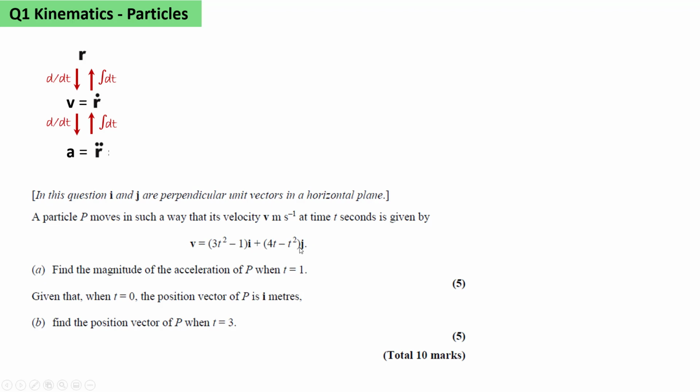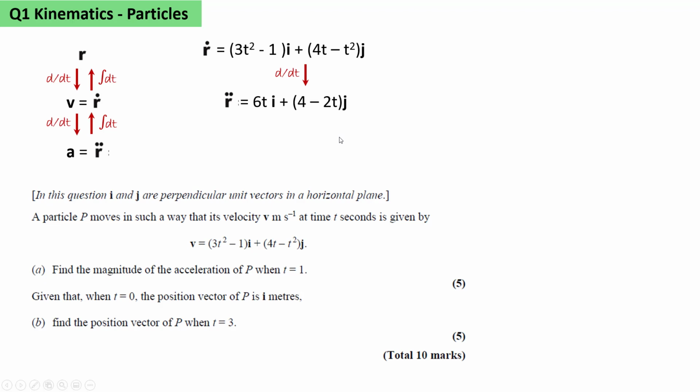We're told here that the velocity at time t is given by this expression, so we're going to rewrite that in the r dot format. We've got to find the magnitude of the acceleration when t equals 1. So to go from velocity, from r dot, to acceleration, r double dot, we're going to differentiate.